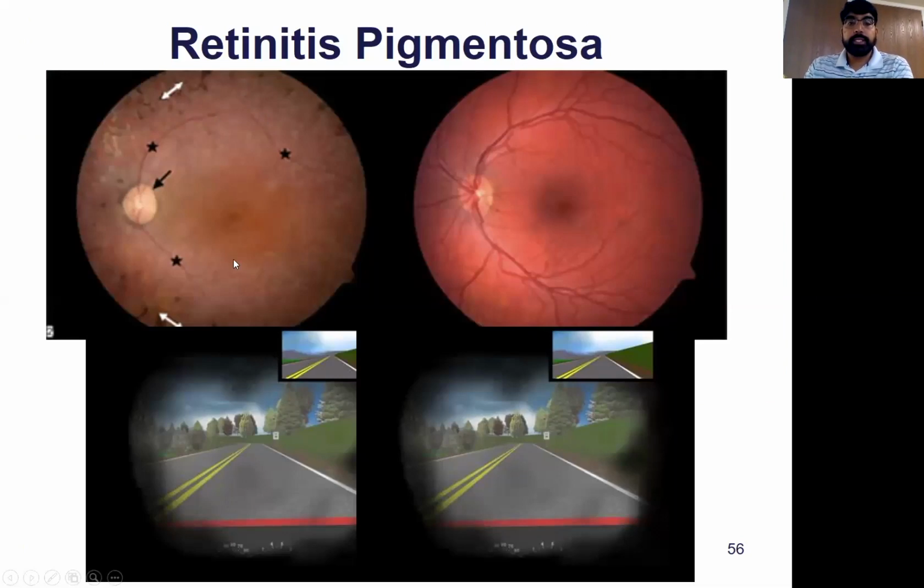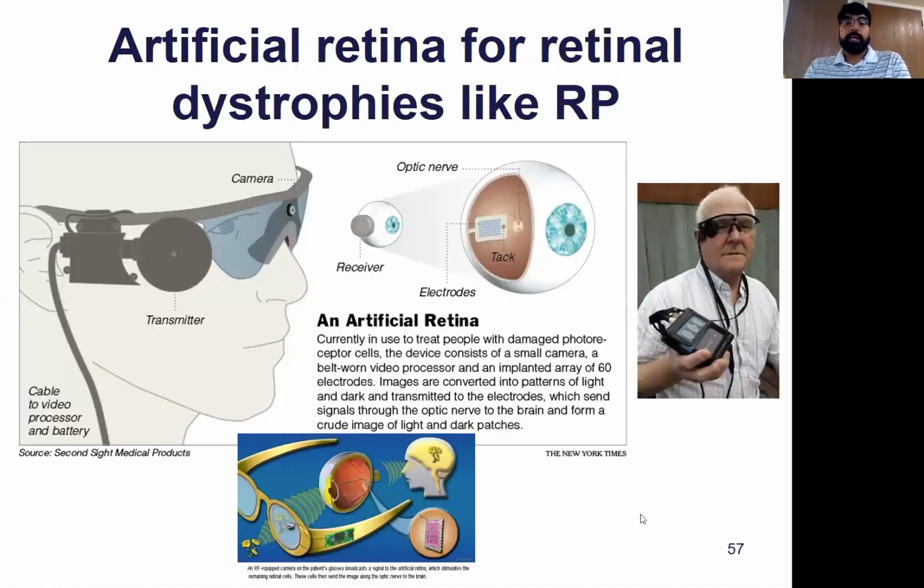That's just the degeneration in the peripheral retina, and the central retina stays okay until the more end-stage part of the disease. We start losing the peripheral vision and visual field over time. Now there's artificial retinas being developed.